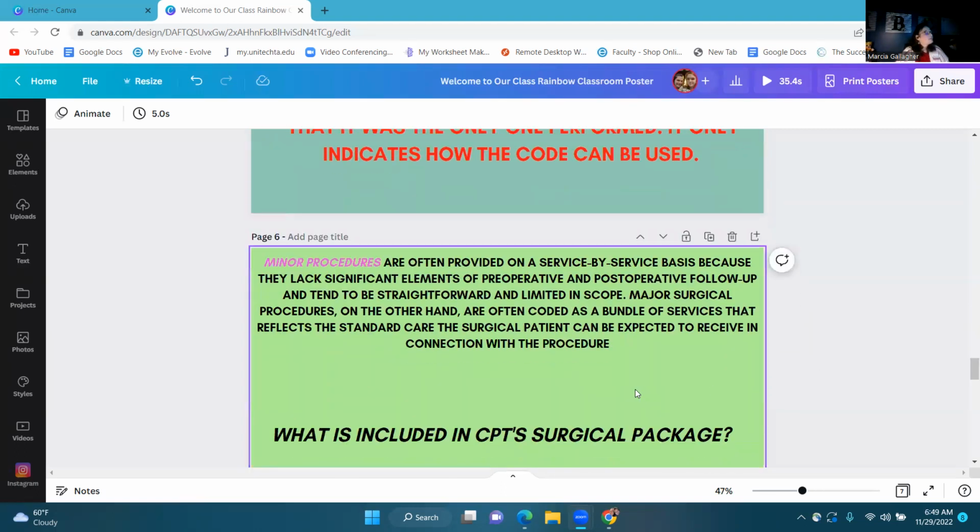Let's talk about minor procedures. They are often provided on a service-by-service basis because they lack significant elements of preoperative and postoperative follow-up and tend to be straightforward and limited in scope. Major surgical procedures, on the other hand, are often coded as a bundle of services that reflects the standard of care the surgical patient can be expected to receive in connection with the procedure. So when you're thinking of minor versus major, this would make sense to you. Minor is not concerning, major is concerning.